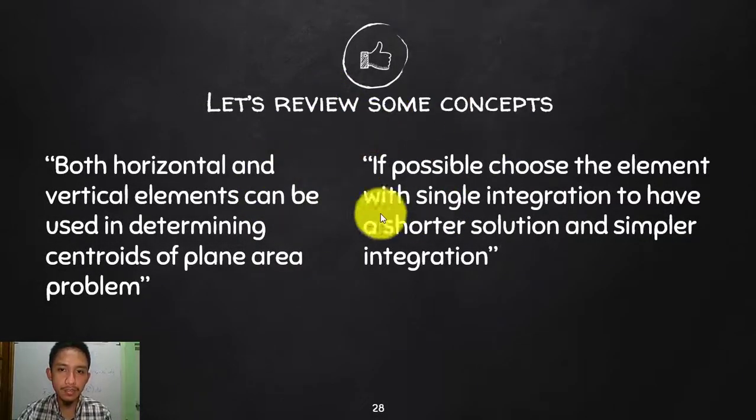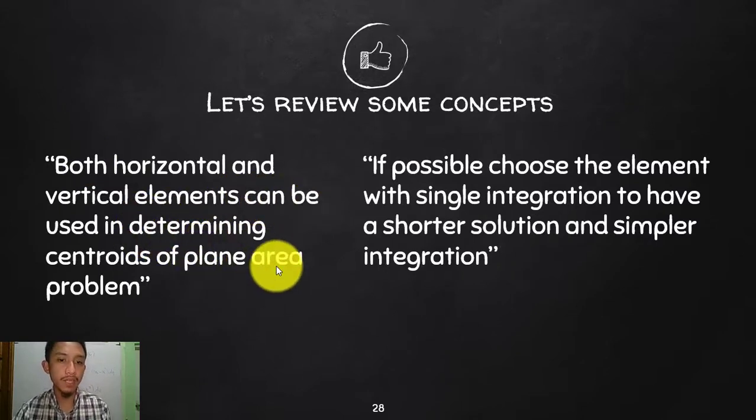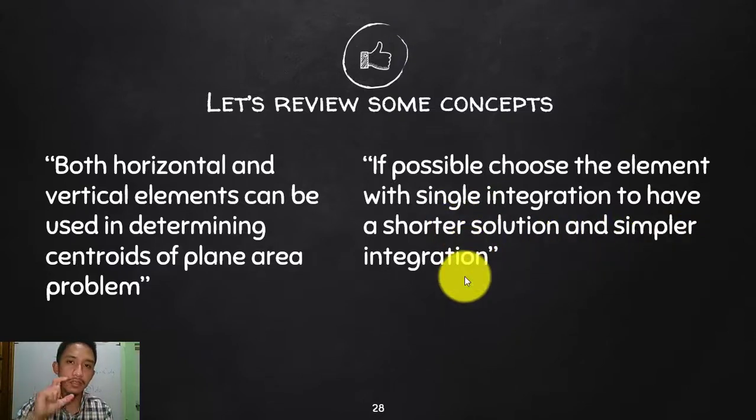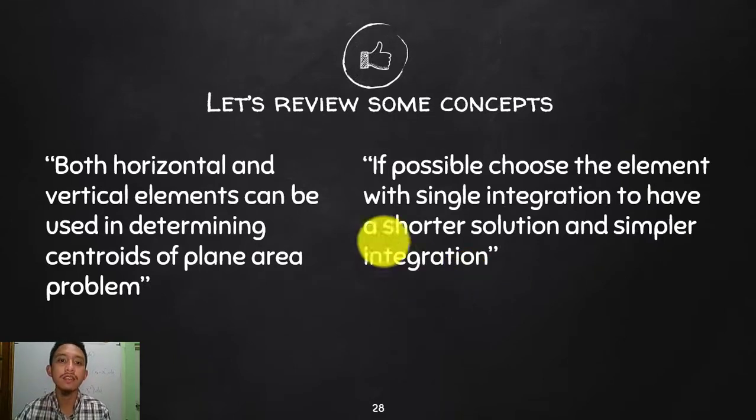Okay, so let's review some concepts. Both horizontal and vertical elements can be used in determining centroids of plane area. Just like getting area, you can use horizontal and vertical. If possible, choose the element with single integration to have a shorter solution and simpler integration. As I've said, you can choose that one by looking at the type of the equation. You can actually know that by merely looking, based on experience. If you master doing this, you can know which one is better, horizontal or vertical, by merely looking at the problem. Again, that is just a matter of practice.